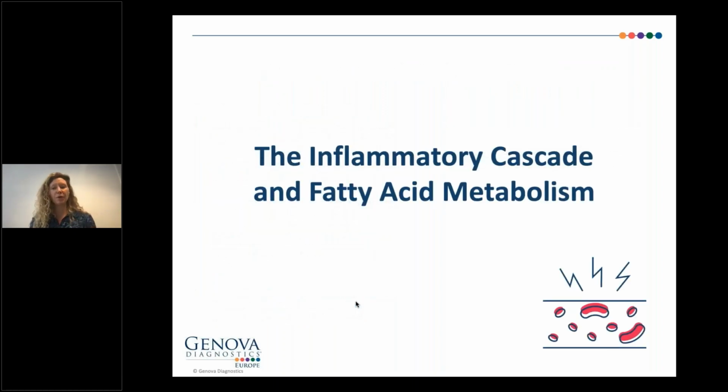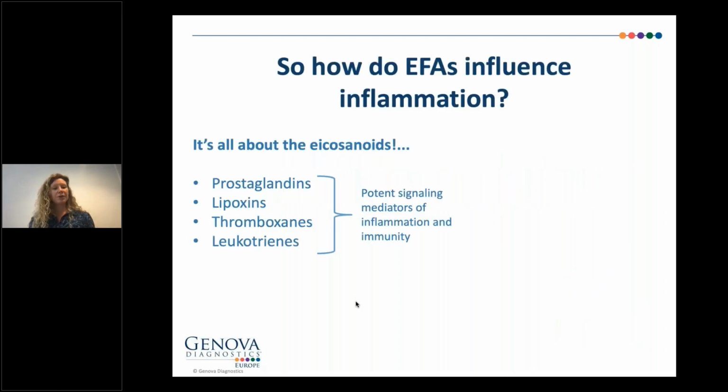Okay, so I'm going to move on to the inflammatory cascade specifically and how fatty acid metabolism can influence that. So how do essential fatty acids influence inflammation? It's all about the eicosanoids, and I'm sure many of you would have studied this extensively. So what are the eicosanoids? I've listed a few of them here: prostaglandins, lipoxins, thromboxanes, leukotrienes.